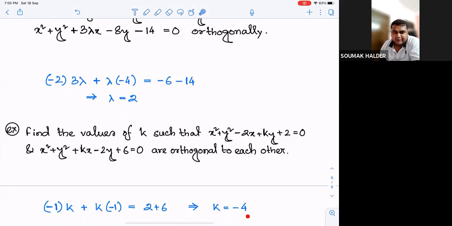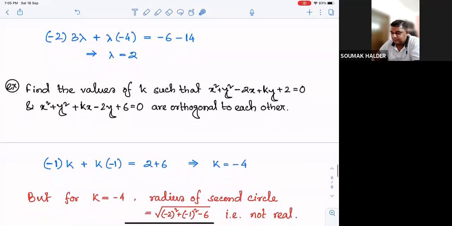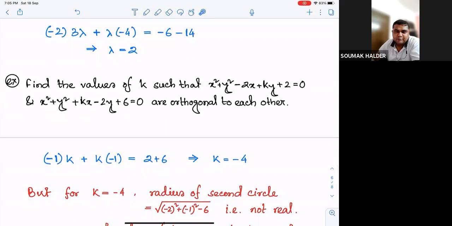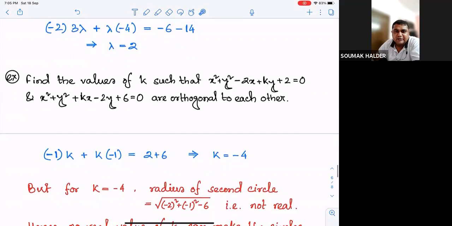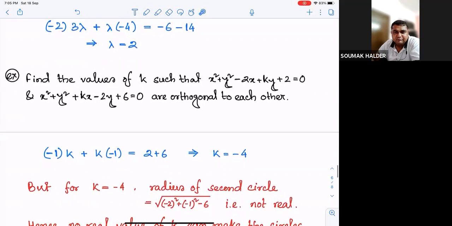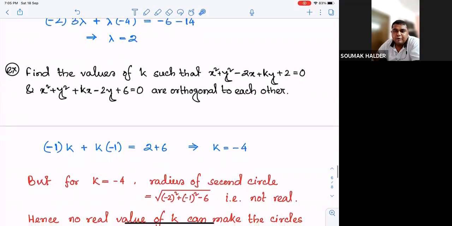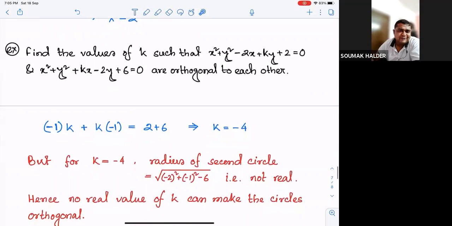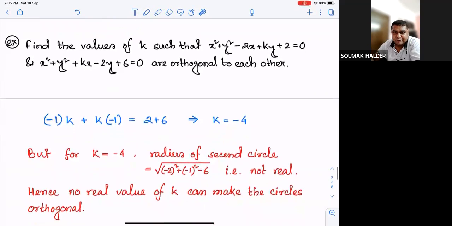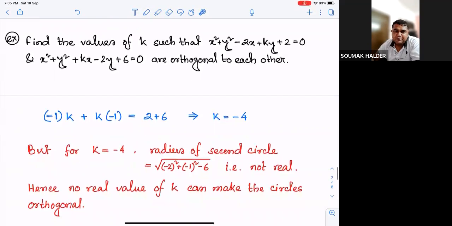That's the right calculation. But if k is minus 4, then the radius of the second circle appears to be root over minus 2 square plus minus 1 square minus 6, which is not real. It's root over minus 1. So k equal to minus 4 will make the second circle not feasible. And hence, for no real value of k can these two circles be orthogonal. Okay. So this is a bit of a trick-based question.